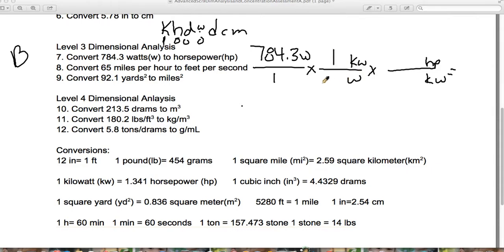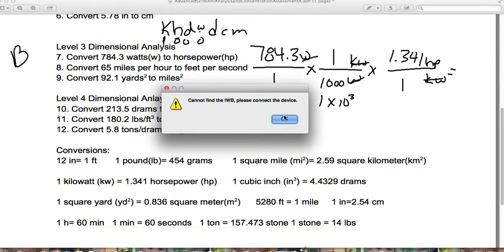So 1 kilowatt is 1,000 watts, or you could do 1 times 10 to the third. Kilowatt to horsepower, it tells us down here that 1 kilowatt is 1.341 horsepower. So we cross off our labels, and we're left with horsepower on top, which is what we wanted.